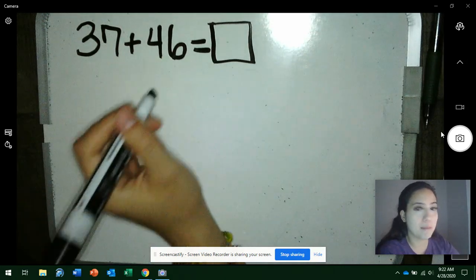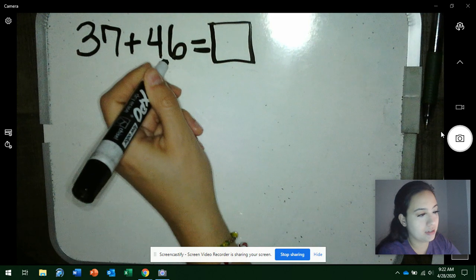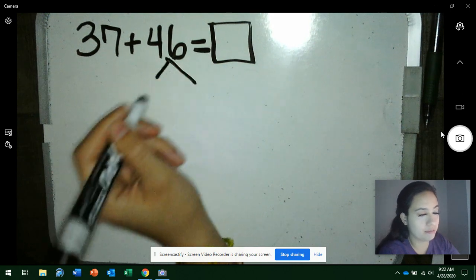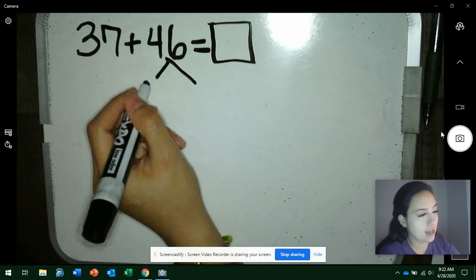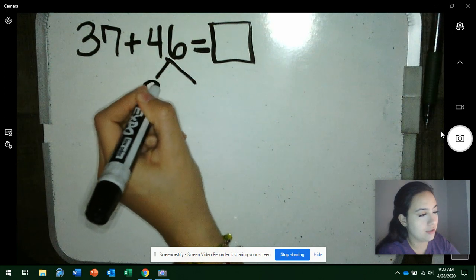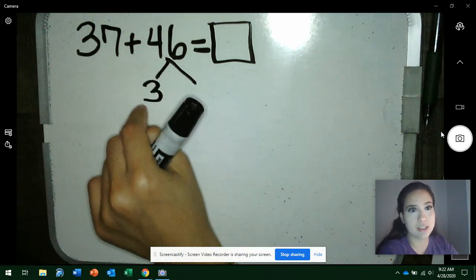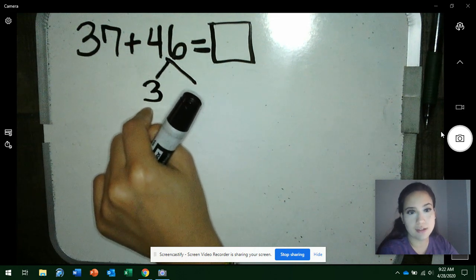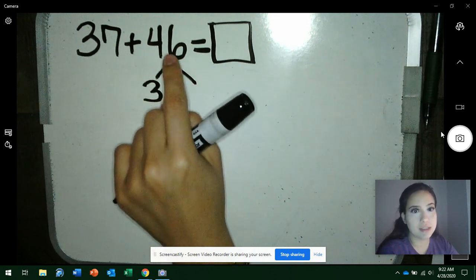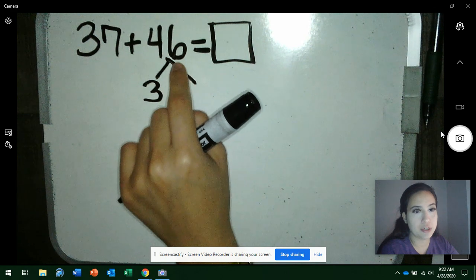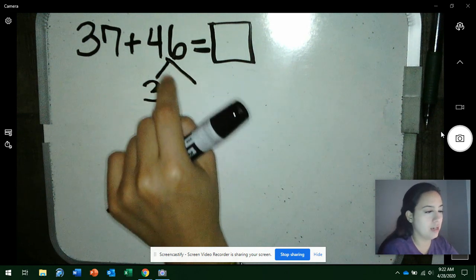So that means we're going to borrow 3 from the number next to it. So we're going to break apart 46, and we're going to put 3 here for sure, because that's how many 37 needs to get to 40. So that means that if we took out 3 from 46, what plus 3 makes 46?